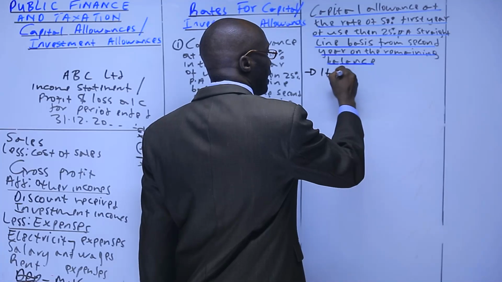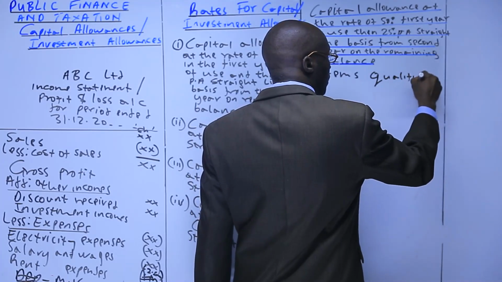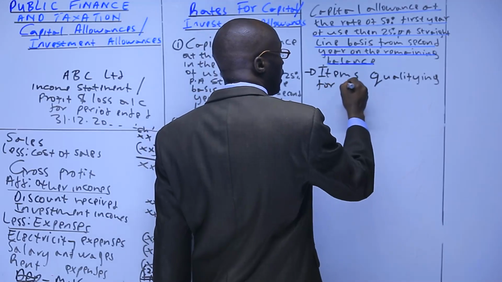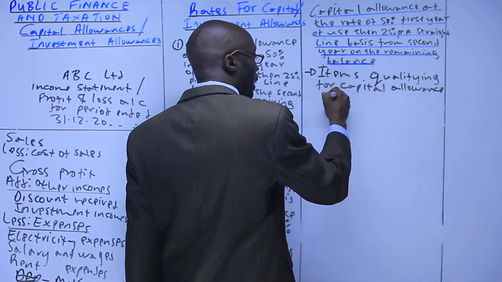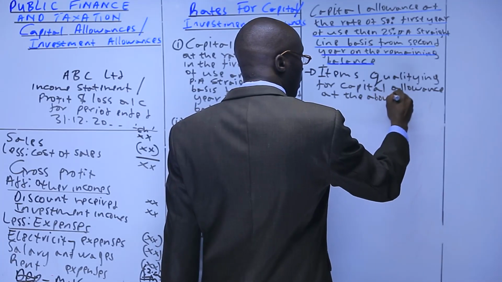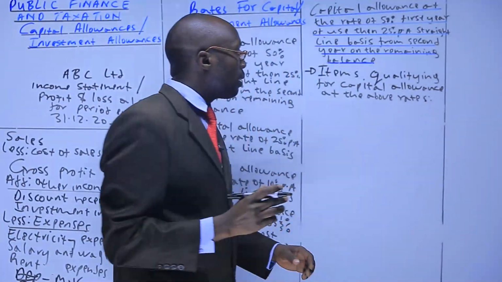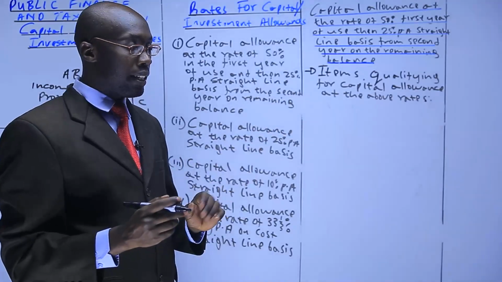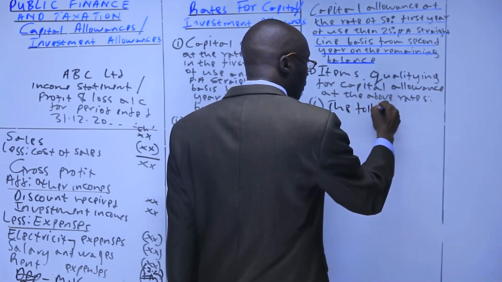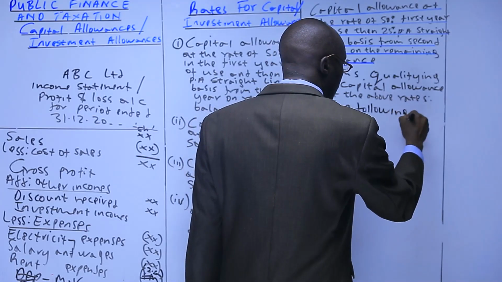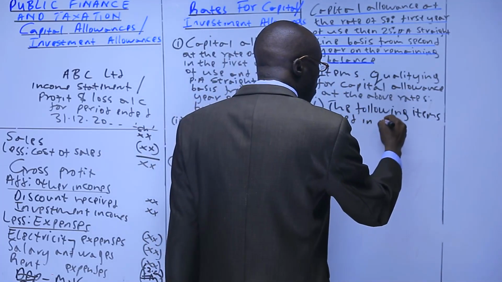So we have items qualifying for capital allowance at the above rates. What are those items? Items qualifying for capital allowance at the above rates are, number one, the following items: used in manufacturing.